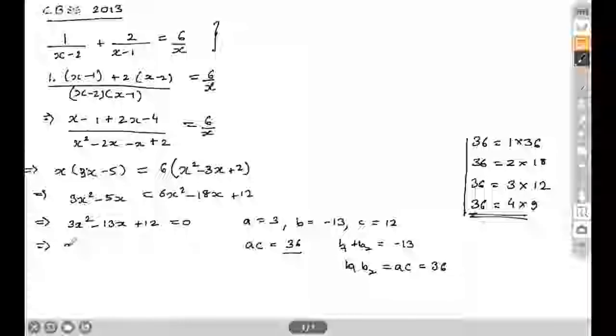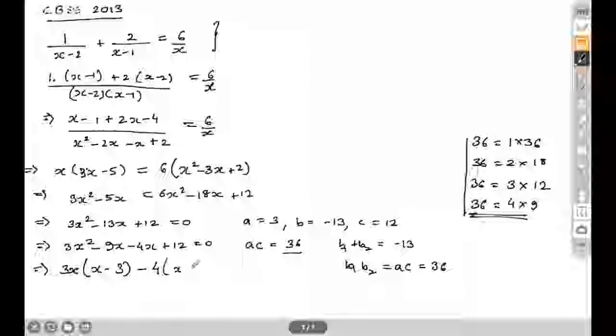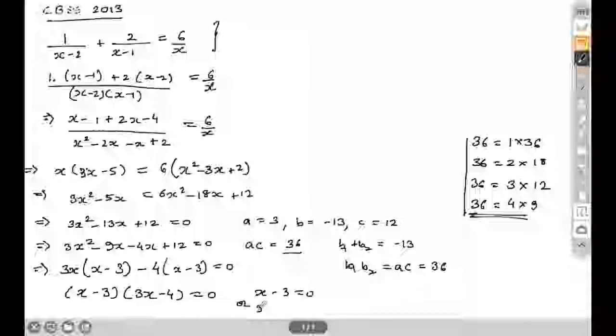So it can be written as 3x squared minus 9x minus 4x plus 12 equals 0. Now, negative 9 into negative 4 is 36, and negative 9 plus negative 4 is negative 13. The question remains to just find the commons. So 3x is common, so it is x minus 3, and then here 4 is common, so x minus 3 equals 0. So this is reduced to x minus 3 times 3x minus 4 equals 0. Hence either x minus 3 equals 0 or 3x minus 4 equals 0. From this you will get x equals 3, and from this you get x equals 4 upon 3.